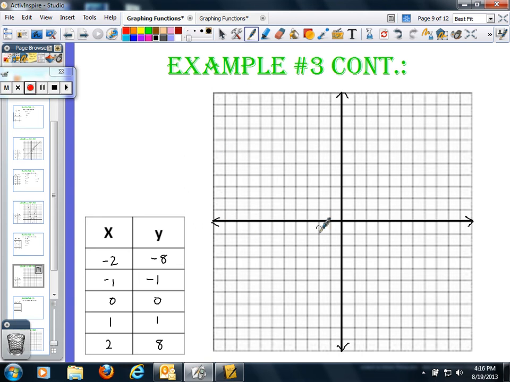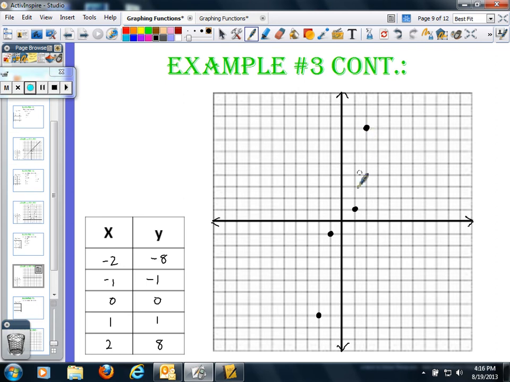We have negative 2 and negative 8. So 1, 2, 3, 4, 5, 6, 7, 8. We have negative 1 and negative 1. We have 1 and 1. And we have 2 and 8. So it's 1, 2, 3, 4, 5, 6, 7, 8.